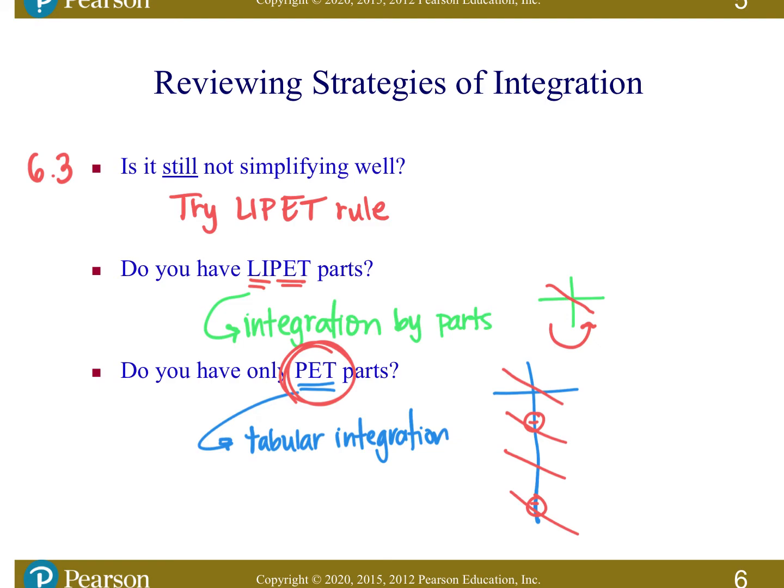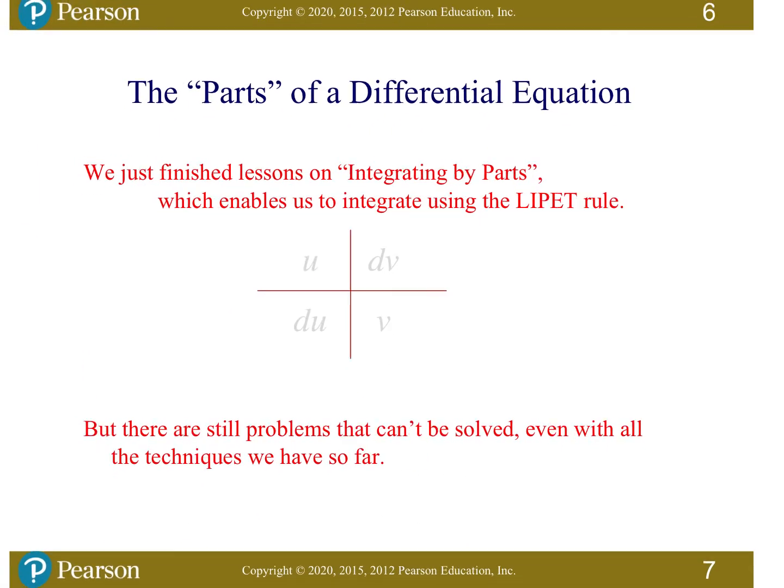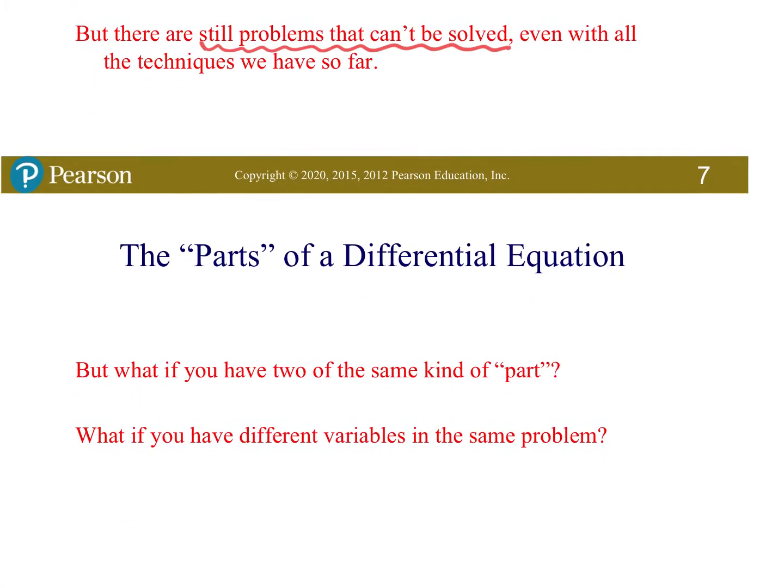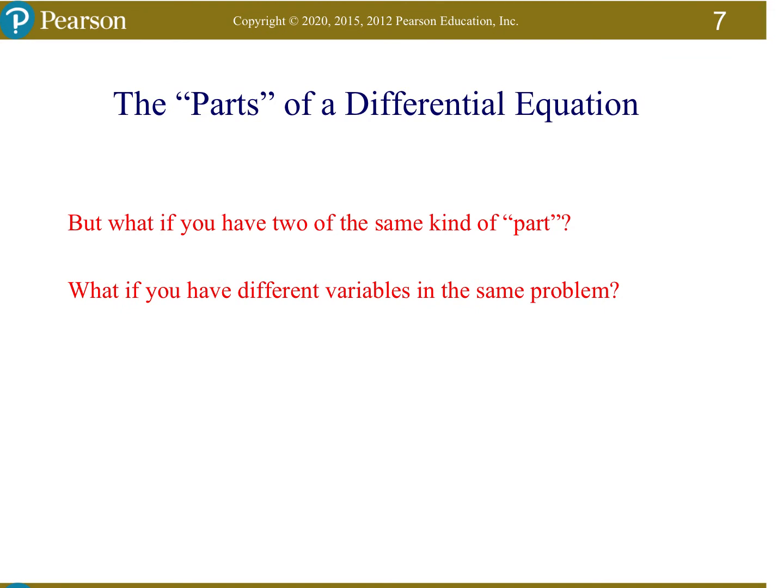But there's still some questions that come up after that, all right? So when you're working with these parts and you're using the LIPET rule, there's still problems that can't be solved. It doesn't work out nicely. The diagonal lines don't pair up well. So some of the questions we have, well, what if we have 2 of the same kinds of a part? Is there such a thing as LLIPT, like if you have 2 L's? Or is there such a thing as LIPEET? Okay, could I do that? And no, you can't use this method. You can't use integration by parts. You can't use tabular if you have 2 of the same kind.